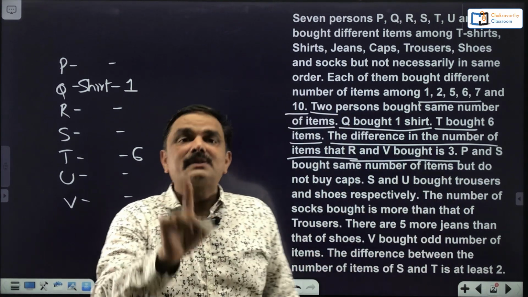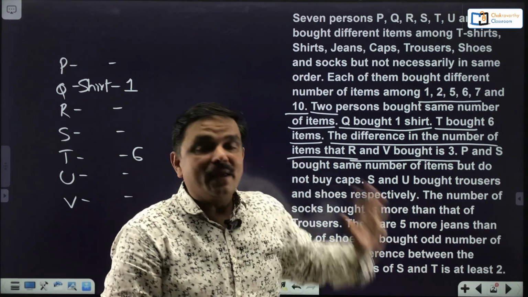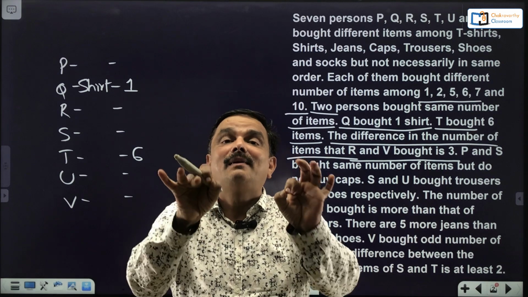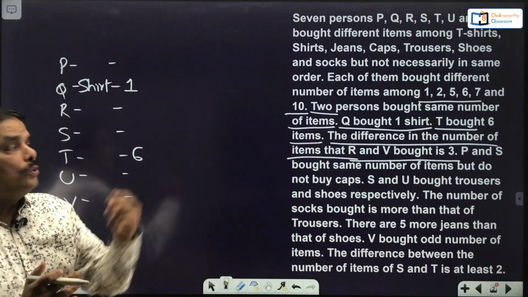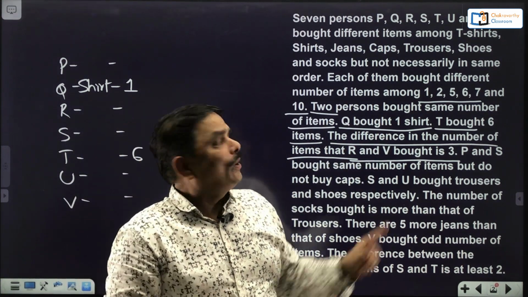Very, very fantastic information. Between R and who is the other person they have given? V. The number of items bought by R and V, the difference is 3 they have given. Now examine the given numbers. You need to find out those two numbers where the difference is 3. What are the numbers here?